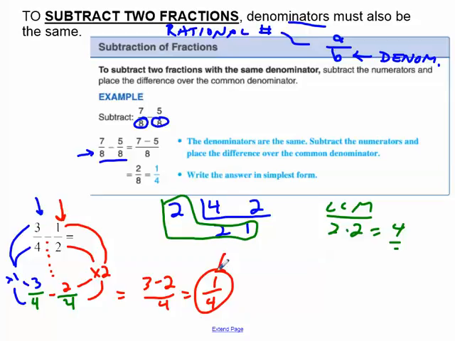Sometimes we might have to reduce this fraction just like we had to reduce that fraction, but we don't have to with 1/4. 1 isn't prime, but it doesn't have any factors in it that are common with 4, so we're done. 1/4 is done.